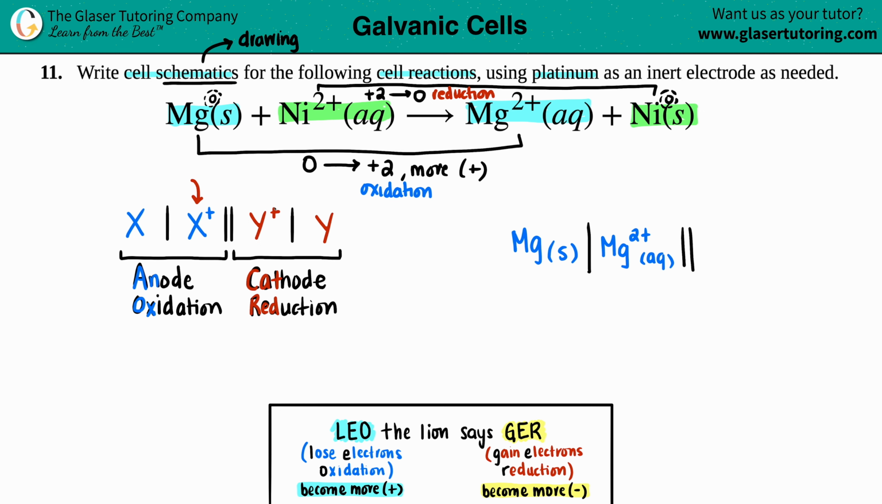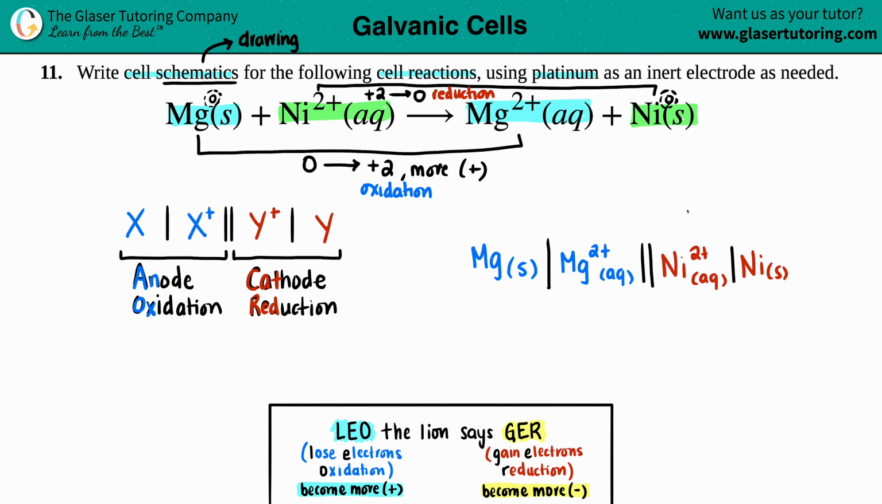Now I go to the red side. Same thing as before. This is the start of the red, so that's the reactant, and this is the end. So the start was the nickel 2 plus, and that's aqueous. I need the bracket. And then I'm going to say the other one, nickel solid. And this is the final answer. This is your cell schematic.